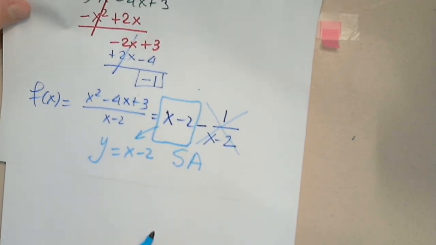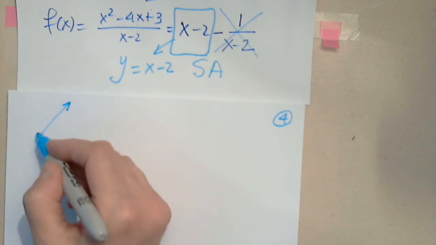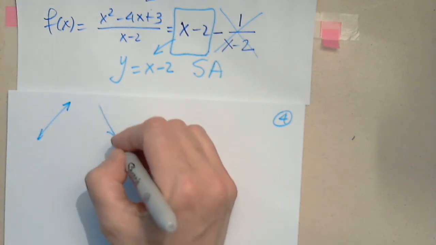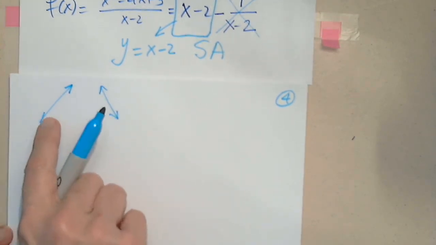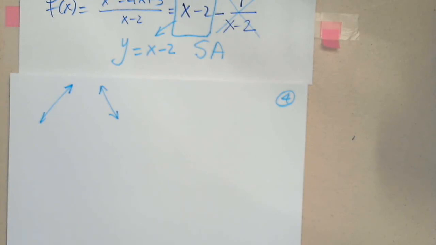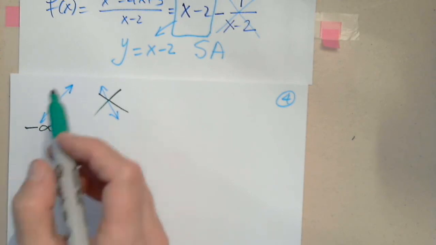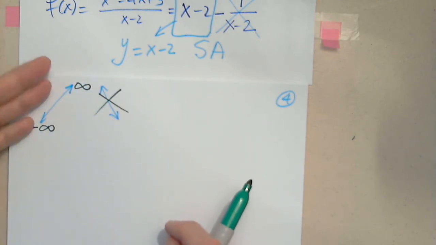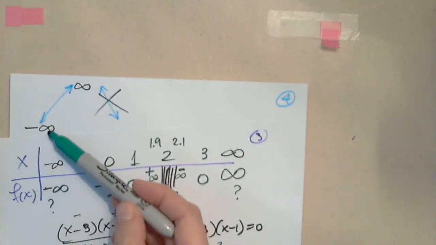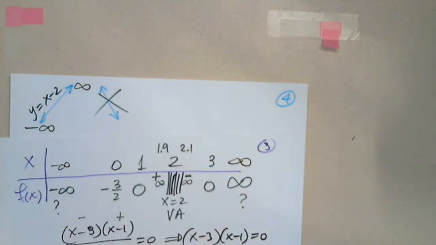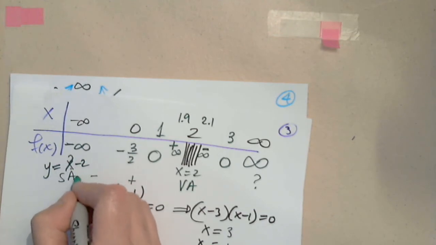So if I graph y equals x minus 2, how does it look? Does it have a positive slope and look like this? Or does it have a negative slope and look like this? Which will be the shape of y equals x minus 2? Number 1 or number 2? Number 1. Which means it's coming from negative infinity and going to positive infinity. That's what I have to copy for the end behavior, because this is y equals x minus 2. And I write on the side, y equals x minus 2 slant asymptote.